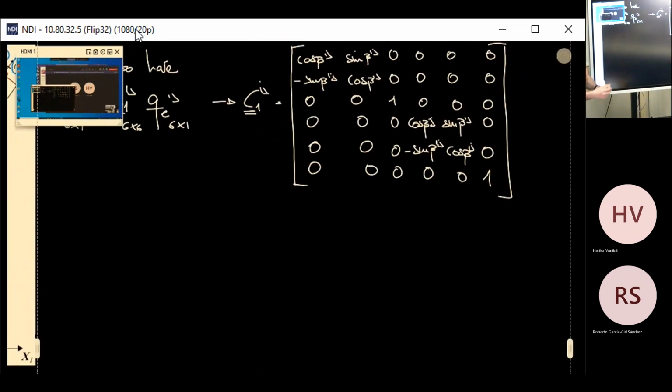This is always a rotation matrix eventually, no? To connect the intermediate frame and the body frame. But why are the signs opposite? Can you guess? What is the intuitive reason that comes to your mind? Why are the cosinus the same and the sinus opposite?